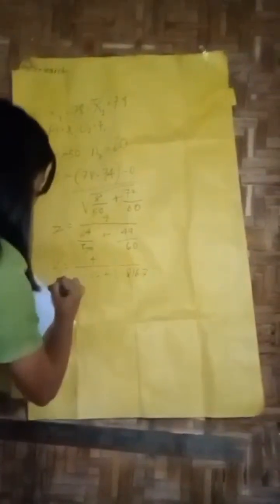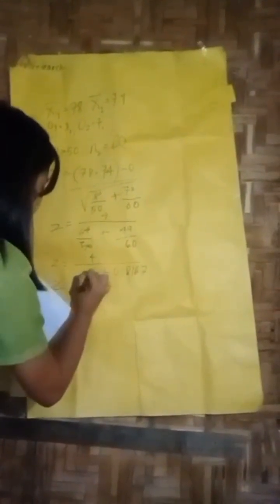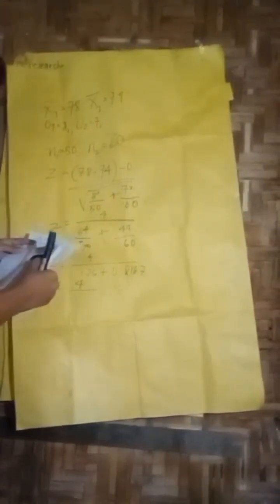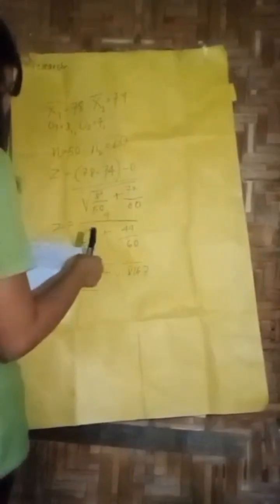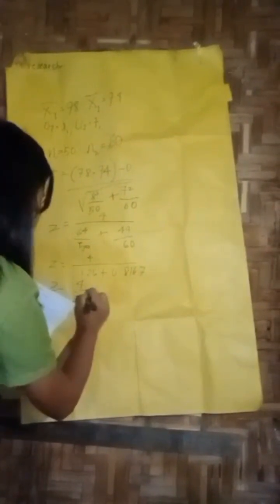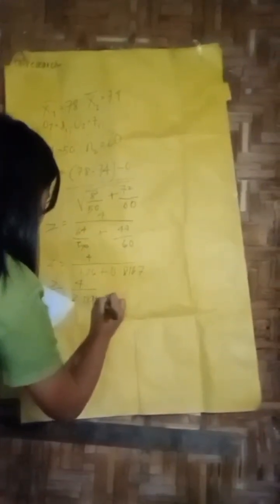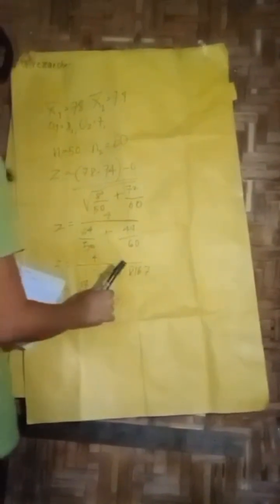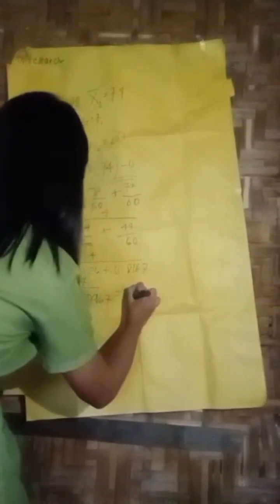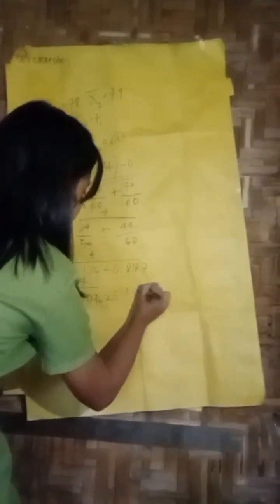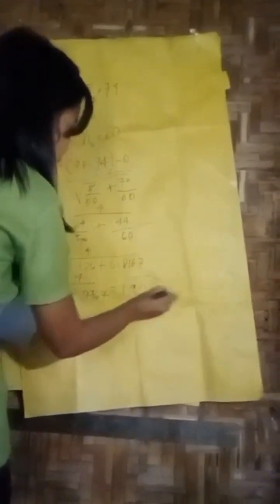Copy the 4. Z equals 4 over 1.28 plus 0.8167 equals 2.0967. So what are we going to do with this? 4 divided by 2.0967 equals 1.907. So this is our final answer.